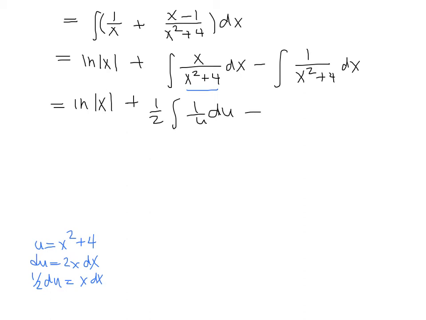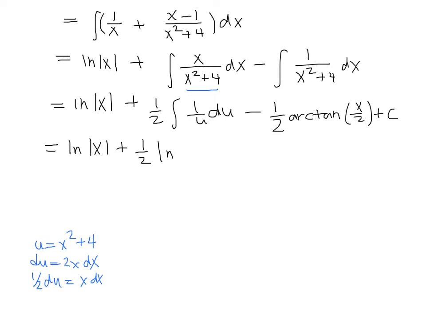And then the last integral, actually something you have a formula for, that is arctan. So we'll have 1 over 2 arctan x over 2 plus c. And the integral of 1 over u will just be ln absolute value of u, so ln absolute value of x plus 1/2 ln, let's put our u back in. U is x squared plus 4, so in this case the absolute value bars aren't needed. Minus 1/2 arctan x over 2 plus c.